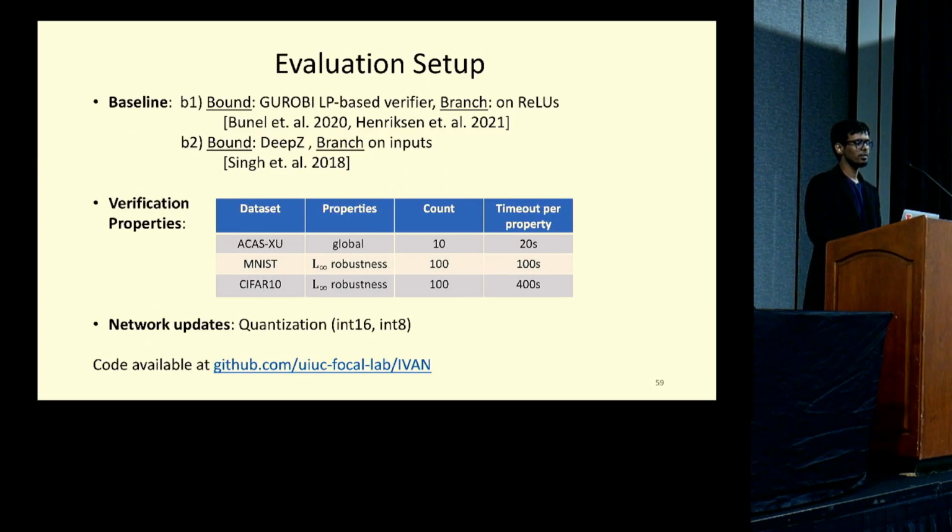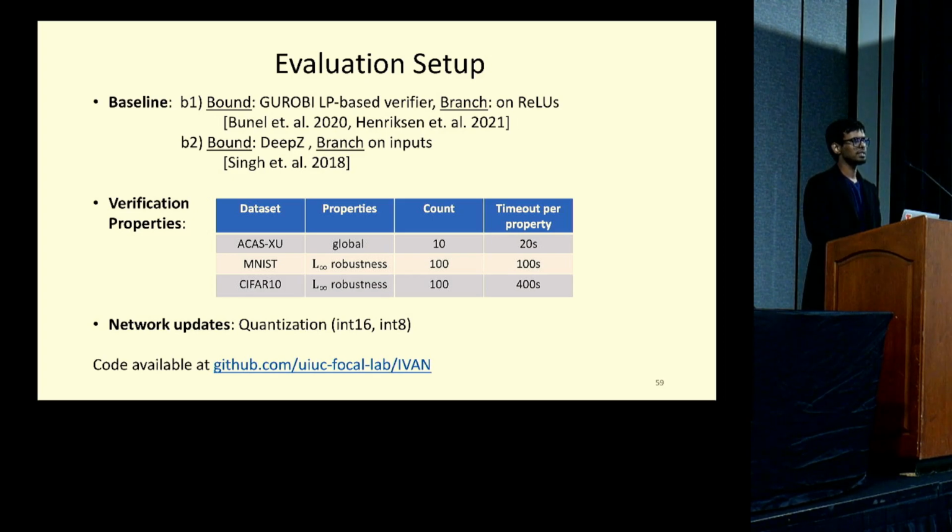For the evaluation, we use two baselines, B1 and B2. So B1 is basically we use this Gurobi-based LP verifier for bounding, and we branch on ReLUs. For the other baseline that we use, B2, it uses DeepPoly, and we branch on inputs. The verification properties that we consider are the standard properties used in the neural network verification competition. We consider L-infinity robustness properties for MNIST and CIFAR10 networks, and we consider global safety properties for ACAS-XU networks. For the network updates, in this discussion, we use quantization.